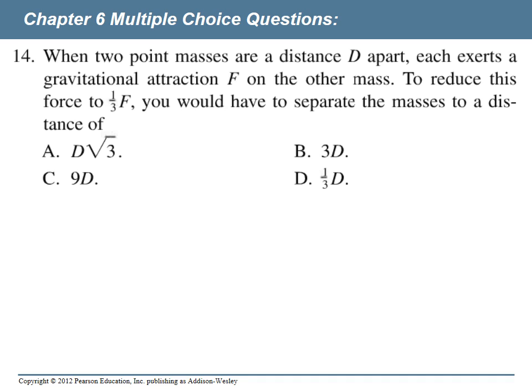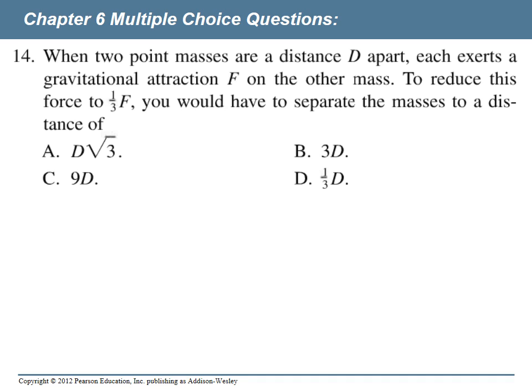So another proportional reasoning problem. We have these two masses, some distance d apart, and they have a gravitational attraction of F, and I want to make that 1/3 F, right? Well, Newton's law of gravitation says the force is G m1 m2 over r squared, or in this case, d squared, right? So I want to make it so that the force is 1/3 of that. So when I square it, I need to end up with 3d.